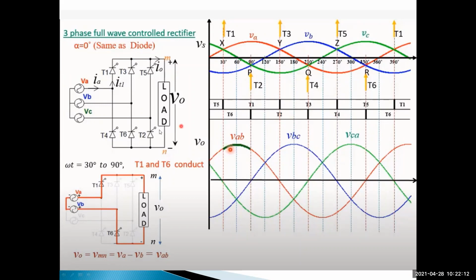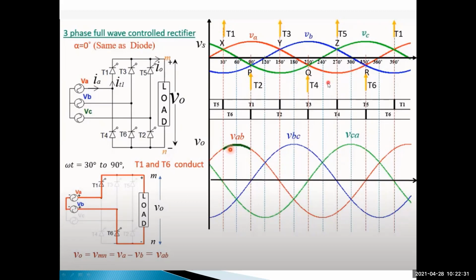Similarly, thyristor T4. For the VA negative peak, this is called VA. Negative peak means here to here, the thyristor T4 is triggered. We have to give the triggering pulse to the thyristor T4 for this duration only.